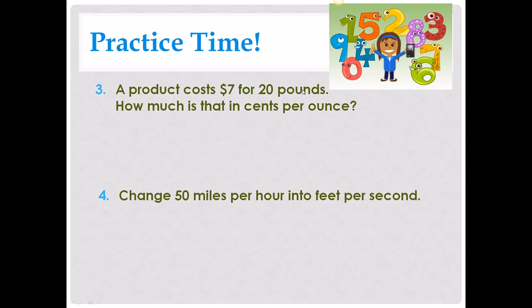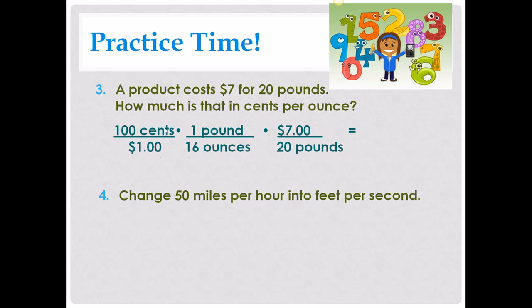Pounds per ounce. We have pounds and ounces, so we need a conversion for pounds and ounces. We talked about that earlier. 1 pound is 16 ounces, and ounces needs to stay in the denominator. So 100 cents is to $1. 1 pound is 16 ounces, and they gave me $7 for 20 pounds. So pounds will cancel with pounds, and dollar cancels with dollars, and what am I left with? Cents in the numerator, ounces in the denominator. Here we go. 100 times 1 times 7, so 700, divided by 1 times 16 times 20, so divided by 320, equals 2.2 cents per ounce.